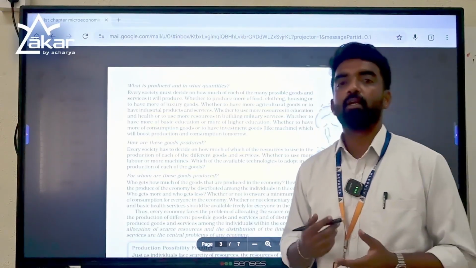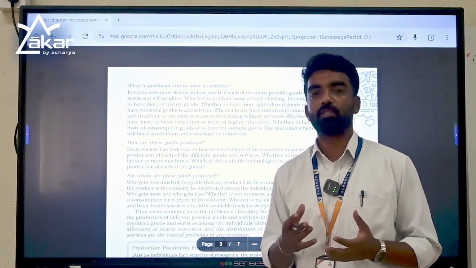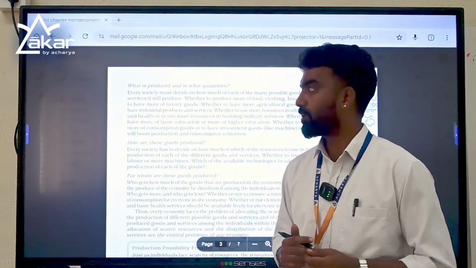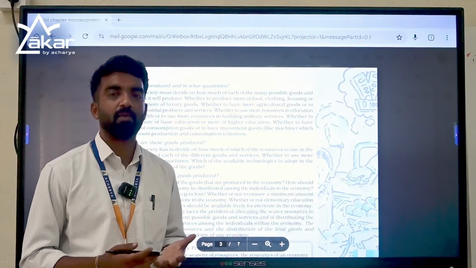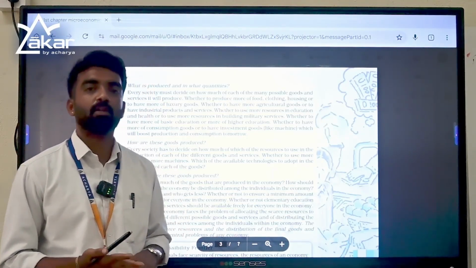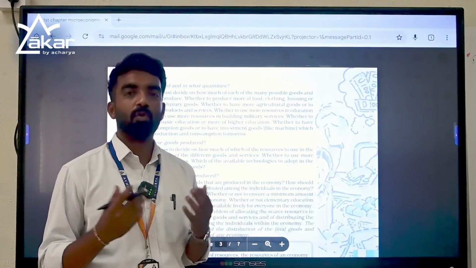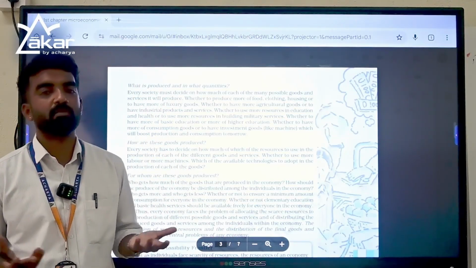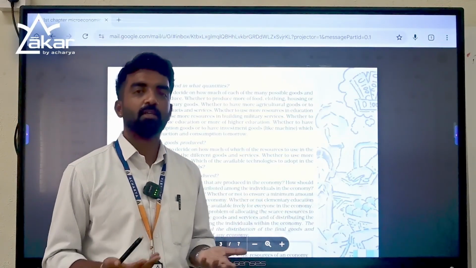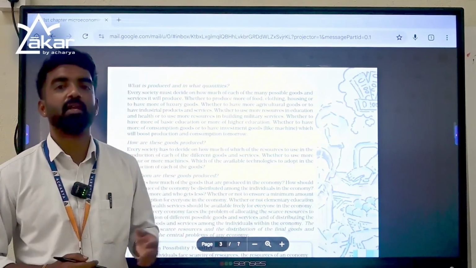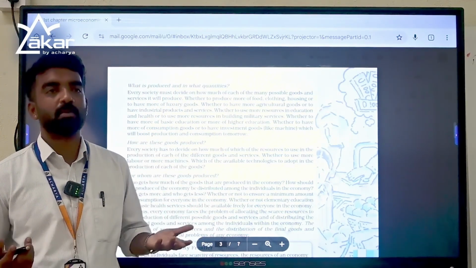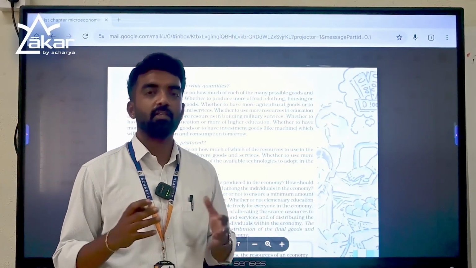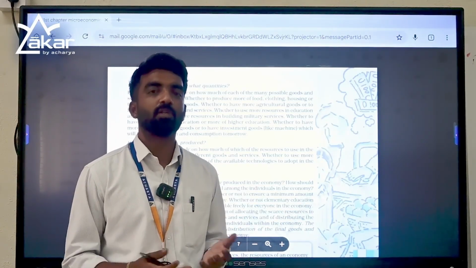What to produce gives rise to the question of how the limited resources are allocated. How to produce means there are two different ways of producing: labor intensive or capital intensive. Labor intensive means more labor service will be used to produce. For example, our agriculture. 47% of our population is involved in agriculture. That means that is labor intensive. And capital intensive, for example, our industrial sector, where machinery or technology is used more than labor service to produce a good or service.